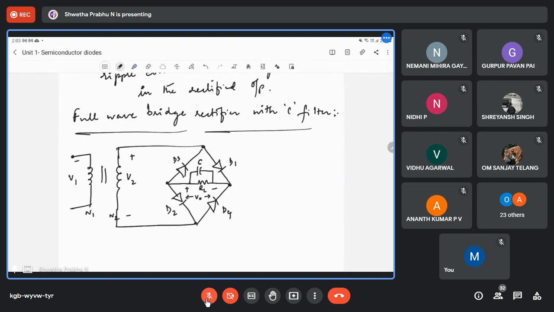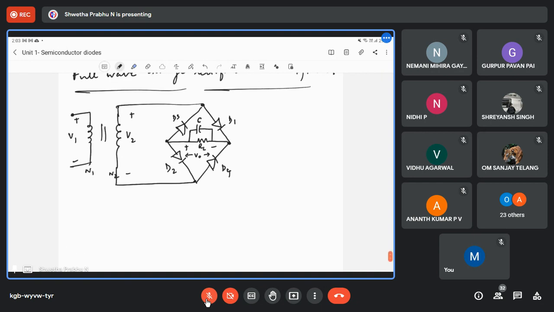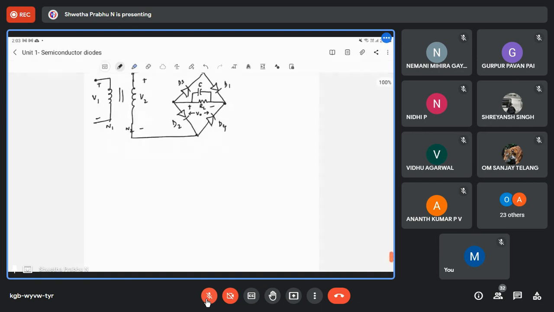V1 represents the primary voltage, V2 represents the secondary voltage, N1 and N2 represent the number of turns with respect to primary and secondary. Here, I shall explain with respect to the waveform.